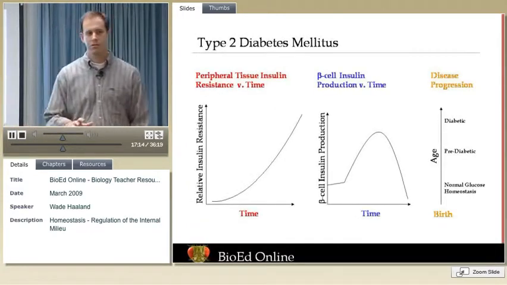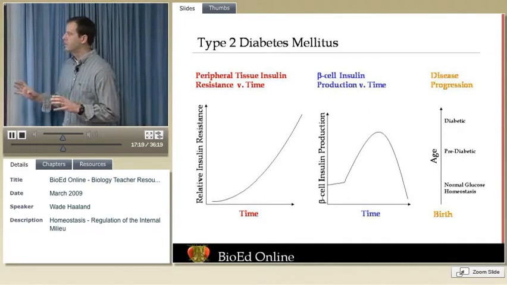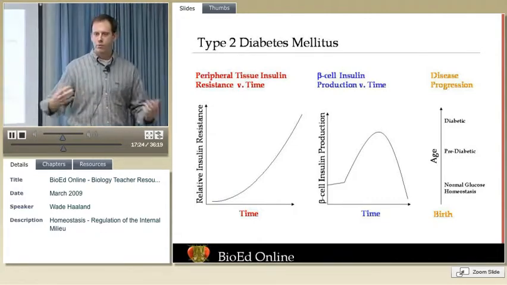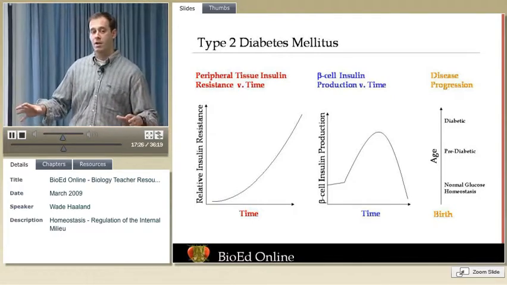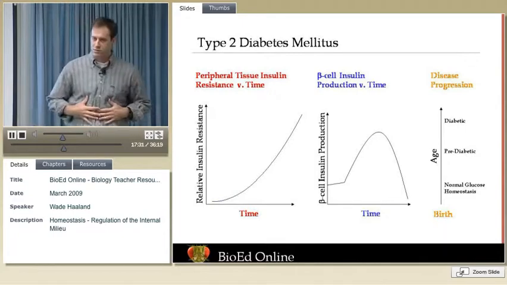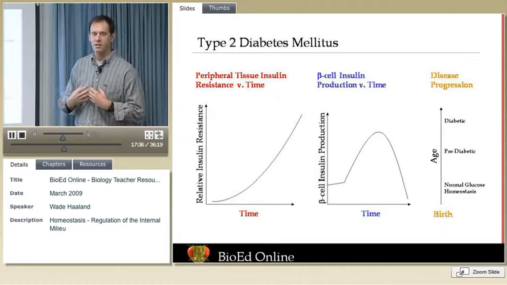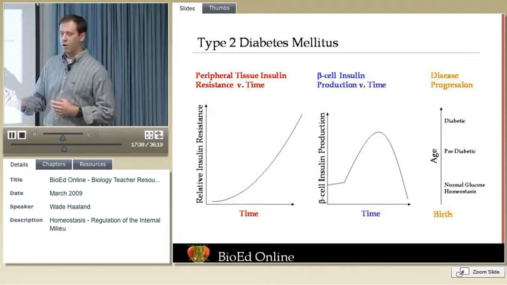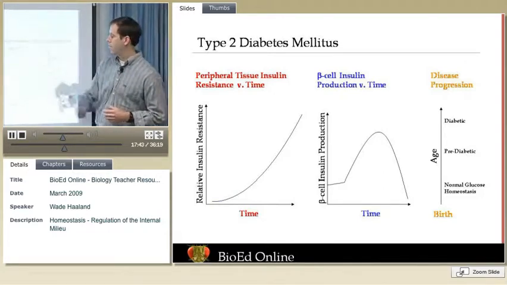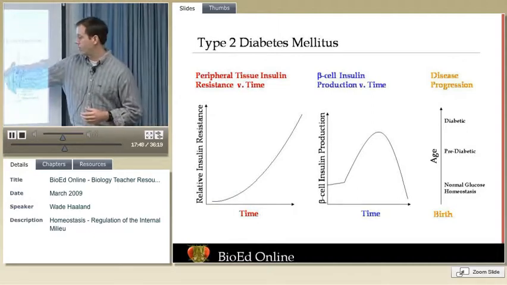Type 2 diabetics are a little bit different. So there are multiple ways of disrupting the same homeostatic system. In type 2 diabetics, what we see is that over time, the peripheral tissues, the fat and the muscle cells, become resistant to insulin. Insulin is still being produced just fine, coming and talking to the peripheral tissues, and the peripheral tissues are just not listening. So they don't take in this extra glucose. Because the cells are becoming more and more resistant over time, the beta cells start producing more and more and more insulin.